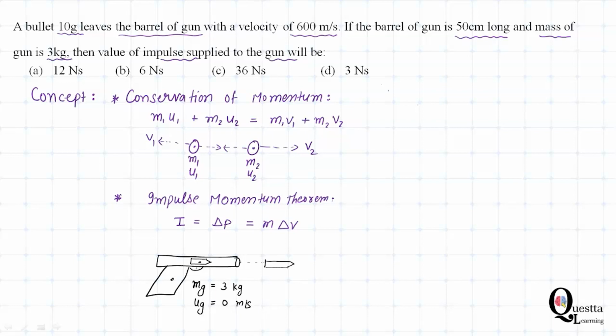This bullet is moving in this barrel with a speed of 600 meter per second. So here we will write initial speed of the bullet is 600 meter per second, and it will come out with velocity v, and due to this it will recoil this gun with a velocity of vg. So all the data we have been given here. So first of all, let's apply the conservation of momentum here.